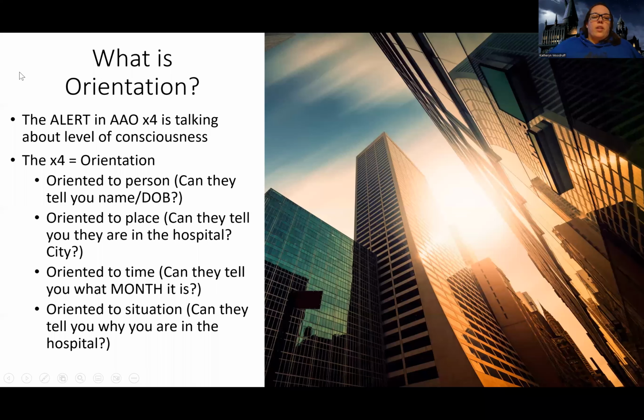All right. So like I said, the A's in the alert and oriented times 4 are all about how awake they are. But the times 4 is orientation, or how aware they are. So the four parts are: are they oriented to person? Can they tell you their name and date of birth? That one's pretty simple. Oriented to place.